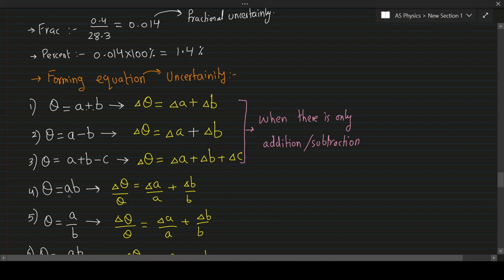Then we have the fourth. In this, we are multiplying the two quantities. Now we have to use fractional uncertainties. You can see, now comes the fractional uncertainty. Similarly, if we are dividing, then we have to use fractional uncertainties.